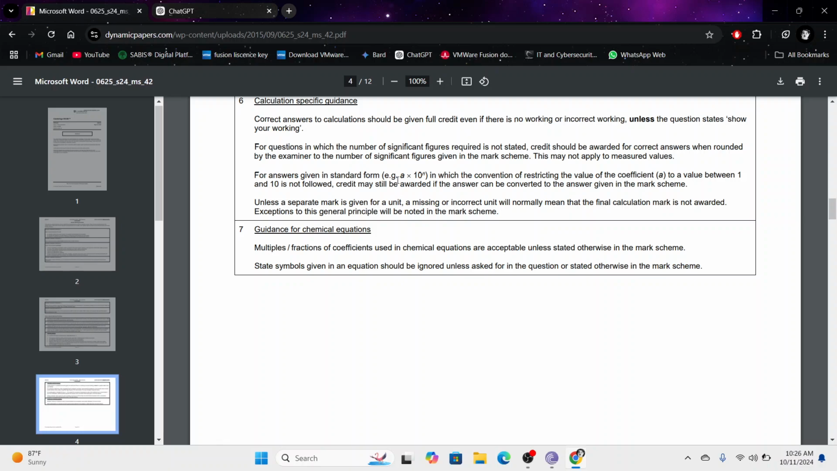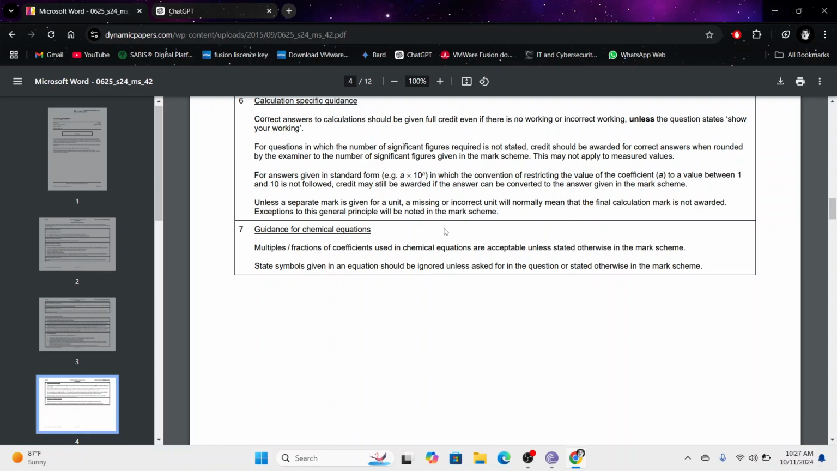For answers given in standard form, for example A times 10 to the power of n, in which the convention of restricting the value of the coefficient, which is A, to a value between 1 and 10 is not followed, credit may still be awarded. Okay. We took this in science tools and skills. Standard form, A, which I remember was the mantissa, or the coefficient. It has to be between 1 and 10. Okay, this is standard scientific notation.